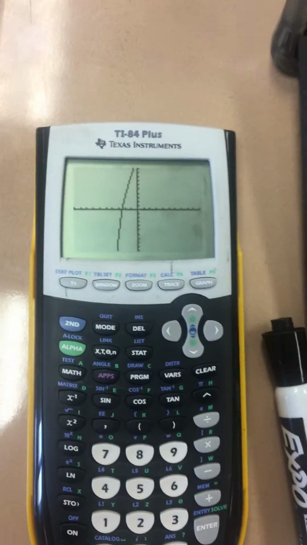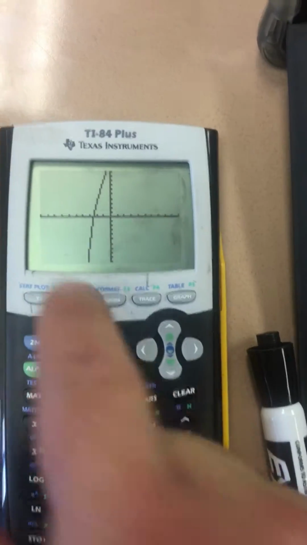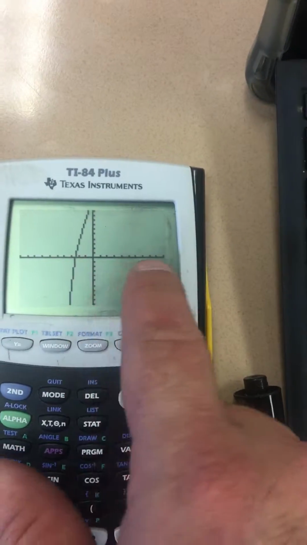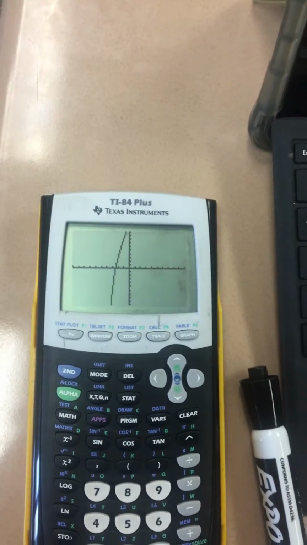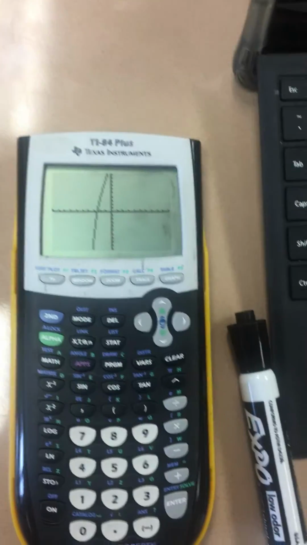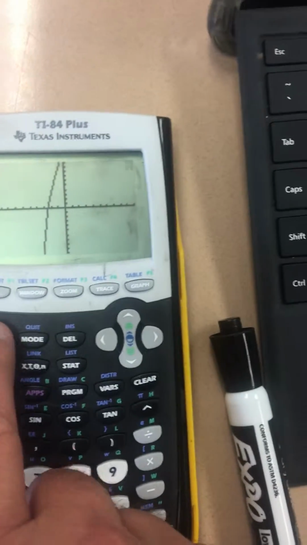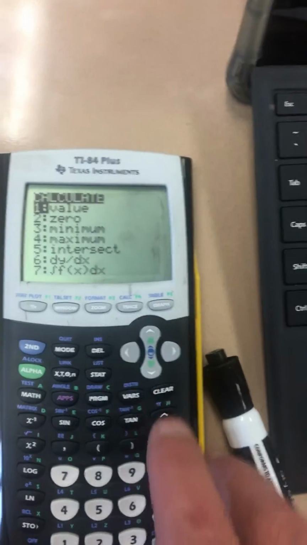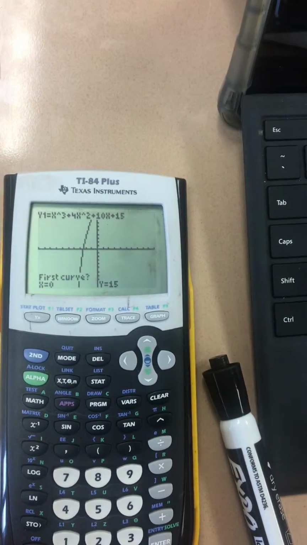Now, if you're looking at it, you might say, where is y equals 0? Keep in mind, y equals 0 is a horizontal line. That is the x-axis, isn't it? But we can do the same thing we did before if you don't want to learn anything new. So I'm going to hit second, and I'm going to hit calc, and go down to number 5, or you can hit number 5. I kind of do it both ways.